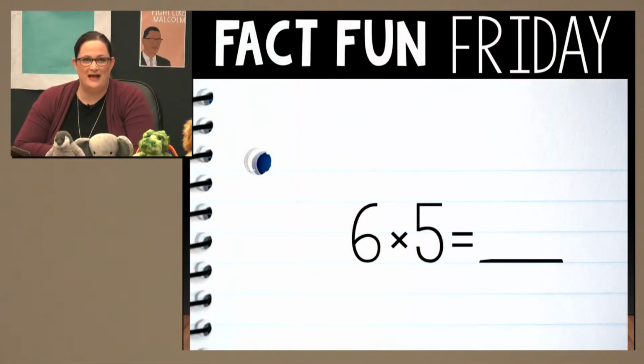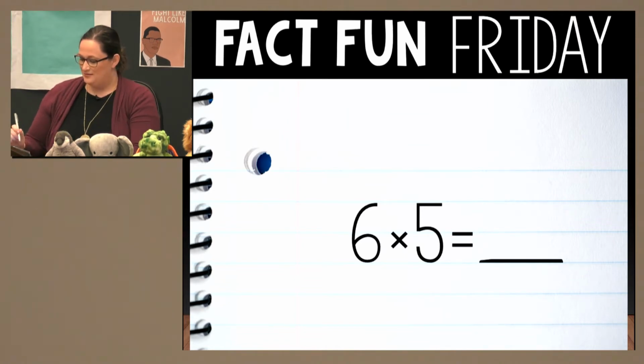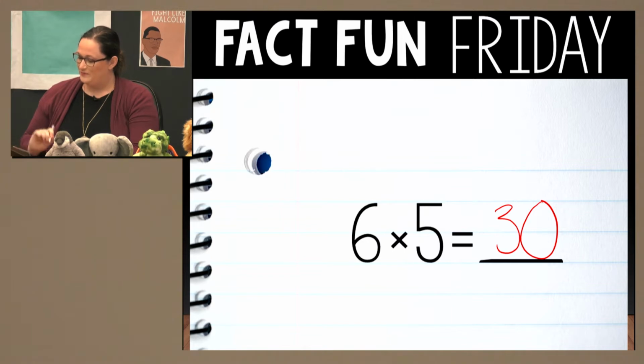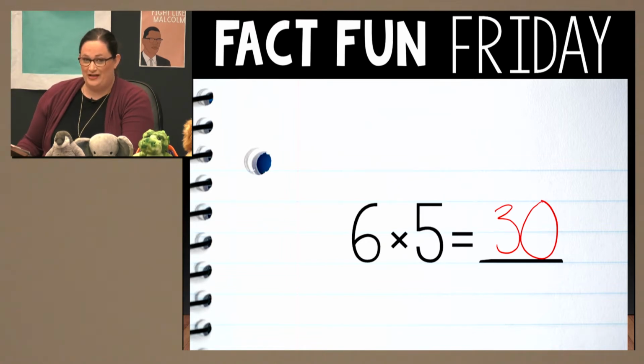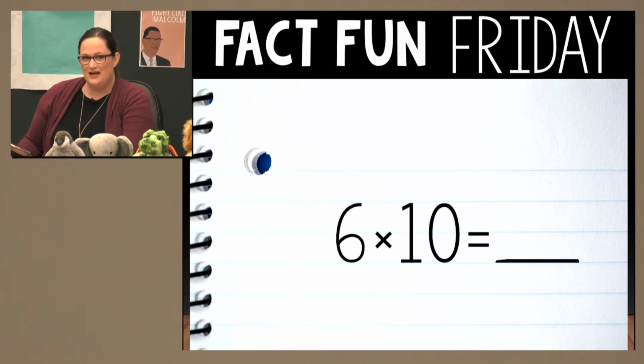What is the fact for this? 6 times 5 equals... If you said 30, you are correct. Okay, next one. If 6 times 5 is 30, then what's 6 times 10? 60. 30 plus 30 is 60.